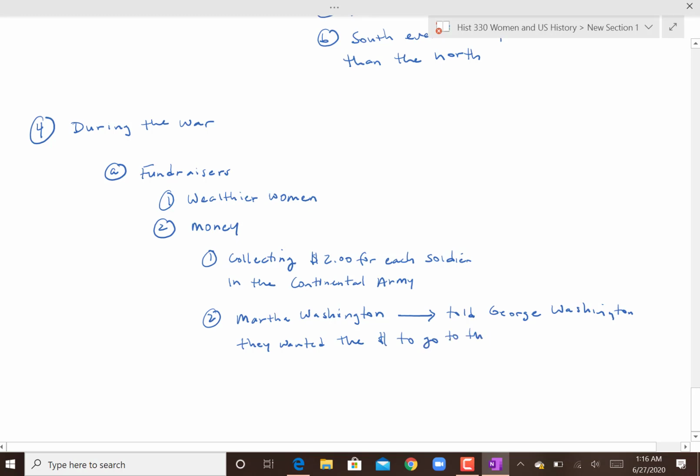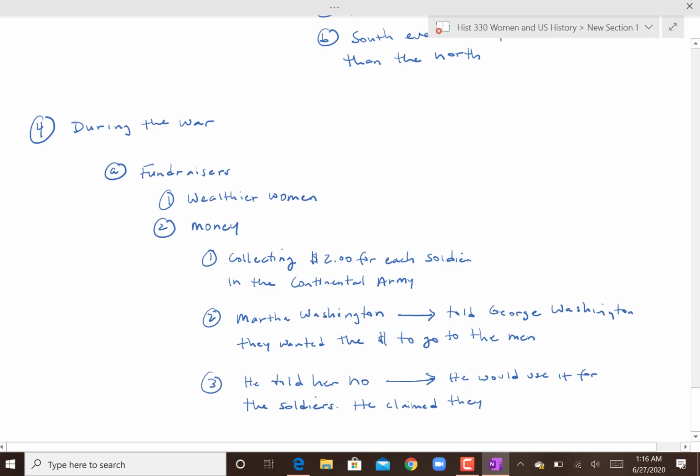The men. So she presented what they had done, the money that they had collected, and he told her no. He said, no, I don't want it to go directly to the men. It should go to him, and he would use it for the soldiers. The reason for this is he claimed they would waste it on booze.